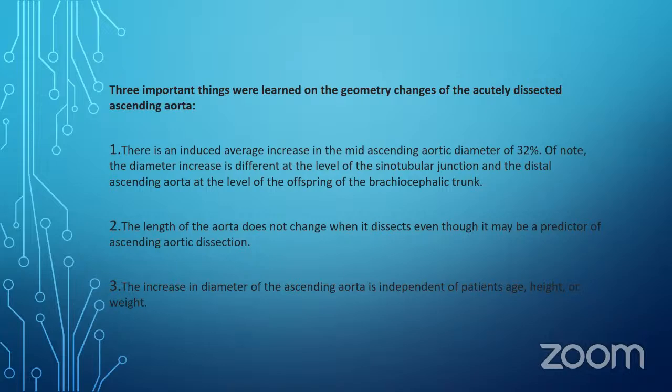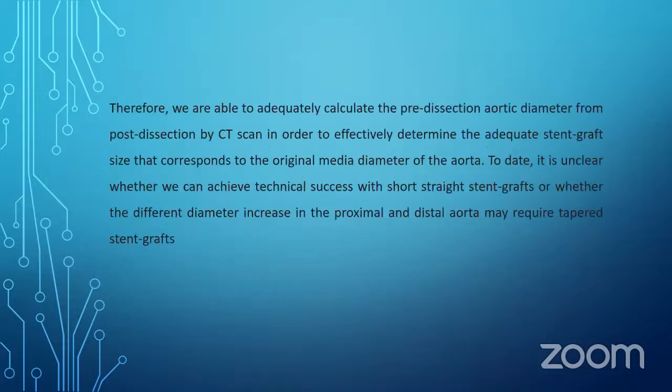Third, the increase in the diameter of the ascending aorta is independent of patient age, height, and weight. Therefore, we are able to adequately calculate the pre-dissection aorta diameter from post-dissection CT scan in order to effectively determine the adequate stent graft size corresponding to the original media diameter of the aorta. To date, it is unclear whether we can achieve technical success with a short, straight stent graft or whether the different diameter increase in the proximal and distal aorta may require a tapered stent graft.